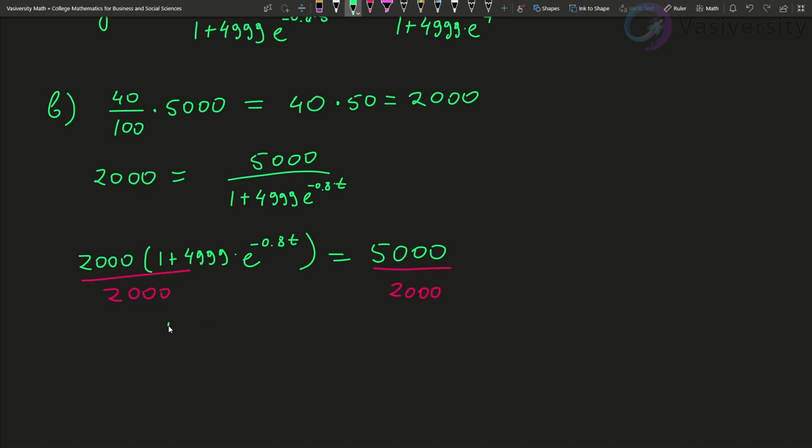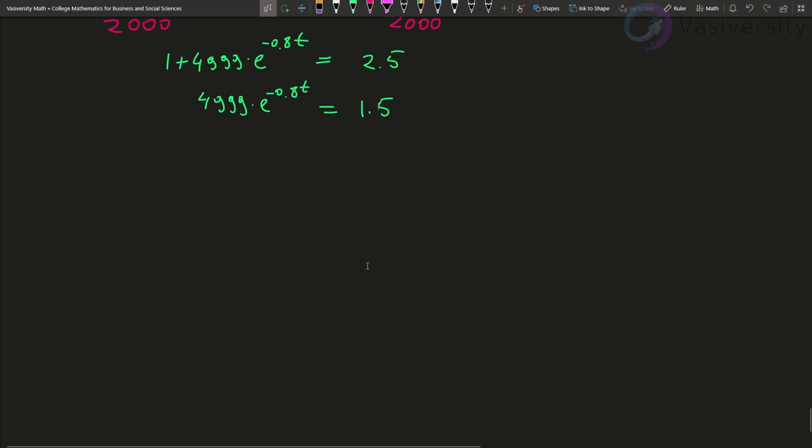we're going to get that 1 plus 4,999 times e to the negative 0.8t is equal to 2.5. Subtracting 1 from both sides, we're going to get 4,999 times e to the negative 0.8t is equal to 1.5. Now we can divide both sides by 4,999. So e to the negative 0.8t is equal to 1.5 divided by 4,999.